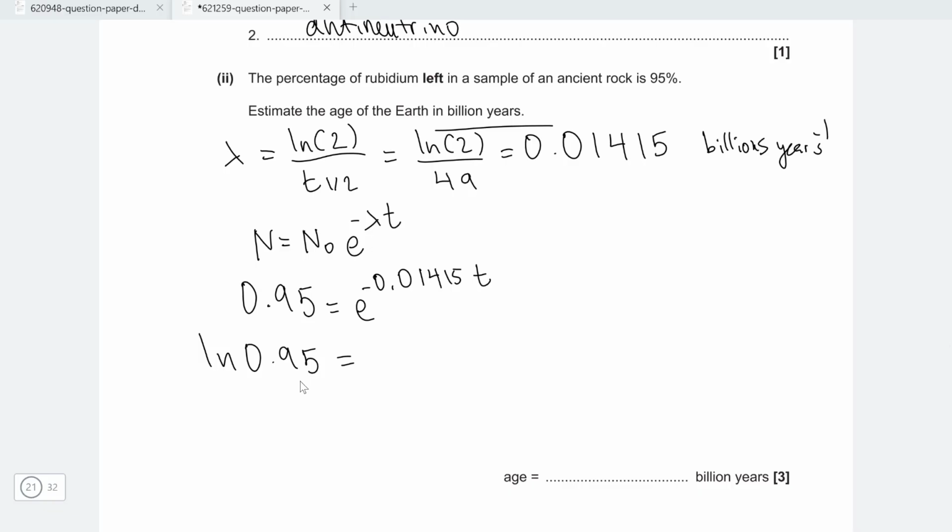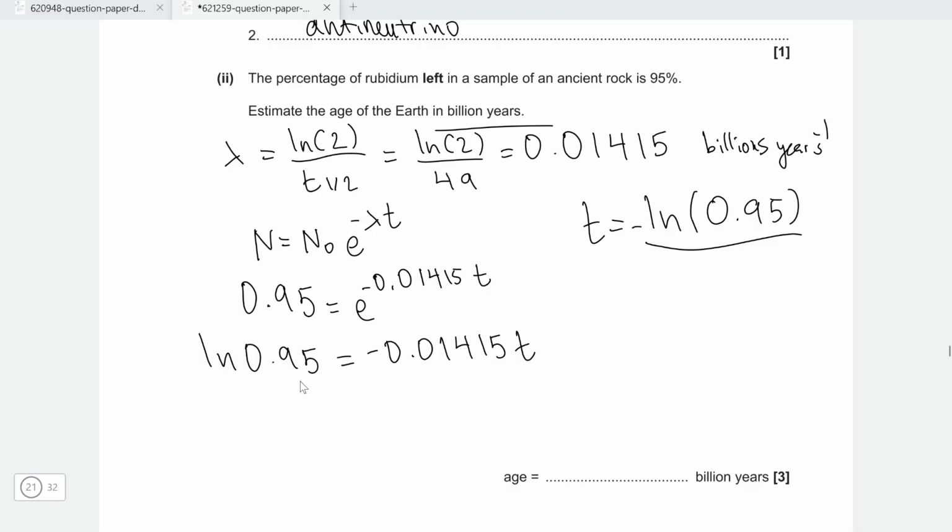Let's take the ln of both sides, and what we're going to get is that ln of 0.95 is equal to the ln of e. Remember, ln and e cancel, so it's going to be minus 0.01415 t, which means that t will be equal to ln of 0.95 divided by minus 0.01415, which is equal to approximately 3.6 billion years. So the answer for this one is about 3.6 billion years.